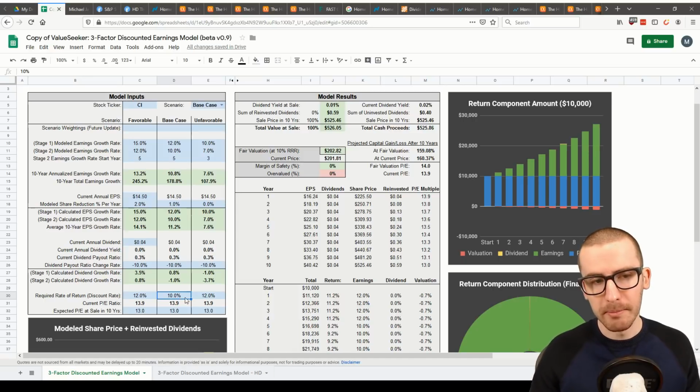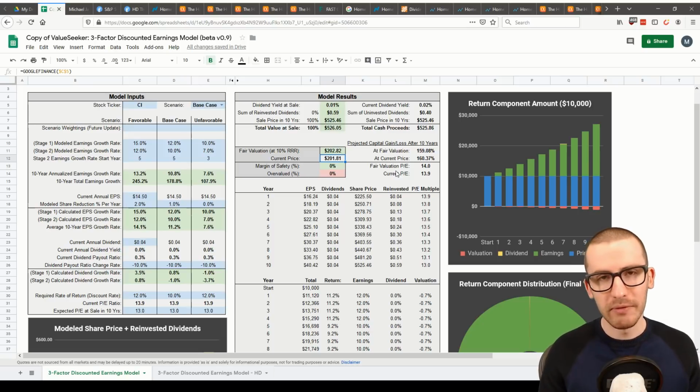You can play around with it, but it looks like at around a 10% rate of return, we get a fair valuation for Cigna of roughly $203, which is fairly close to the $202 it's trading at now. This means if you buy Cigna at its current price, and the assumptions in the model hold true, you can expect to see a roughly 10% annual return over the next 10 years.